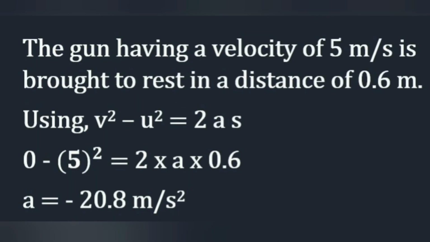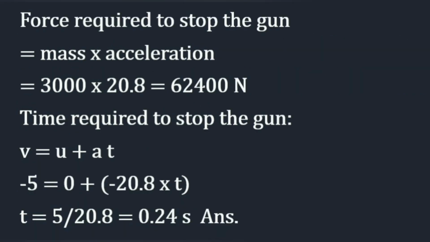The gun having a velocity of 5 meter per second is brought to rest in a distance of 0.6 meter. Using the equation v square minus u square is equal to 2as, we will get 0 square minus 5 square is equal to 2 into a into 0.6. By solving we will get a is equal to minus 20.8 meter per second square. Now, force required to stop the gun is equal to mass into acceleration. F is equal to 3000 into 20.8, which is equal to 62,400 Newton.